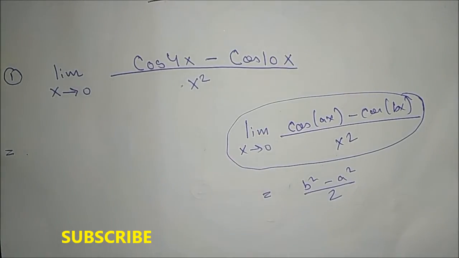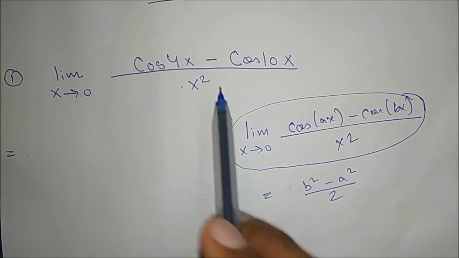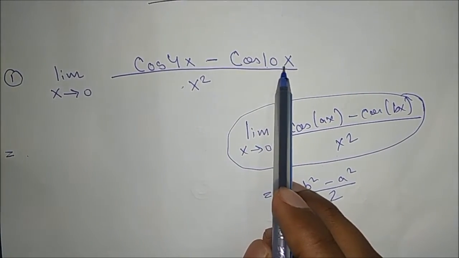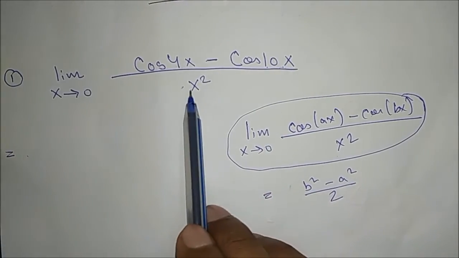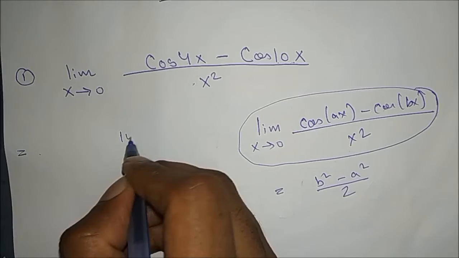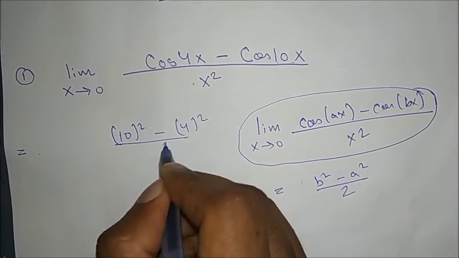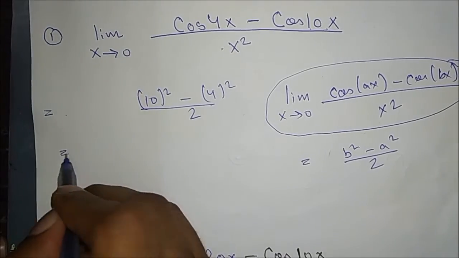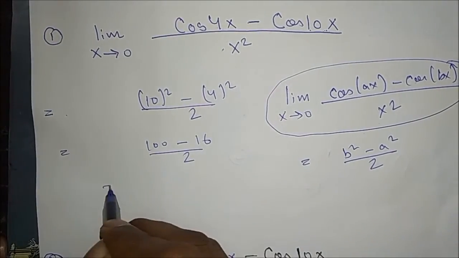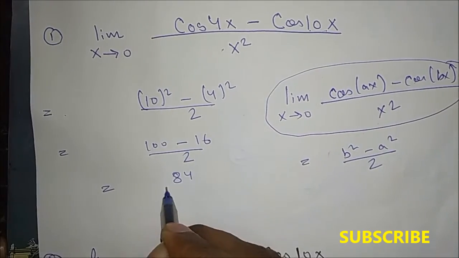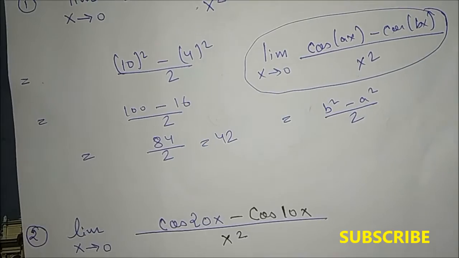Now, this problem is given in this form. Here ax is 4x and bx is 10x. Now we have to do subtraction: (10 square minus 4 square) by 2. 10 square means 100, minus 16, by 2. So we get 84 by 2, which is 42. So this is the answer, 42.